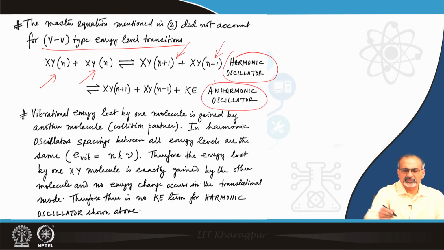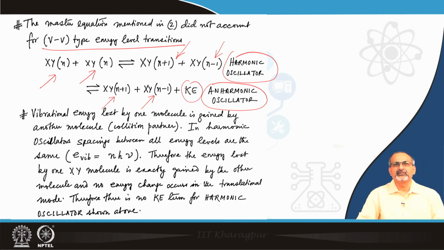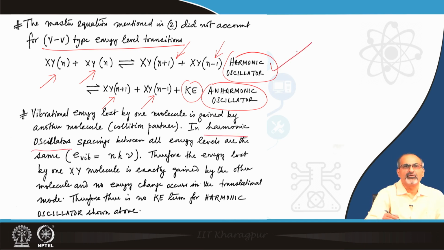However, if it was an anharmonic oscillator, then we would see that though they move to the two energy levels respectively n plus 1 and n minus 1, there would be some kinetic energy interaction also accompanying those movements to two different energy levels. Either there is a surplus or a deficit, and that is what happens in the case of an anharmonic oscillator. The vibrational energy lost by one molecule is gained by another molecule, exactly the collision partner, is what we see in harmonic oscillators that we have mentioned over here.